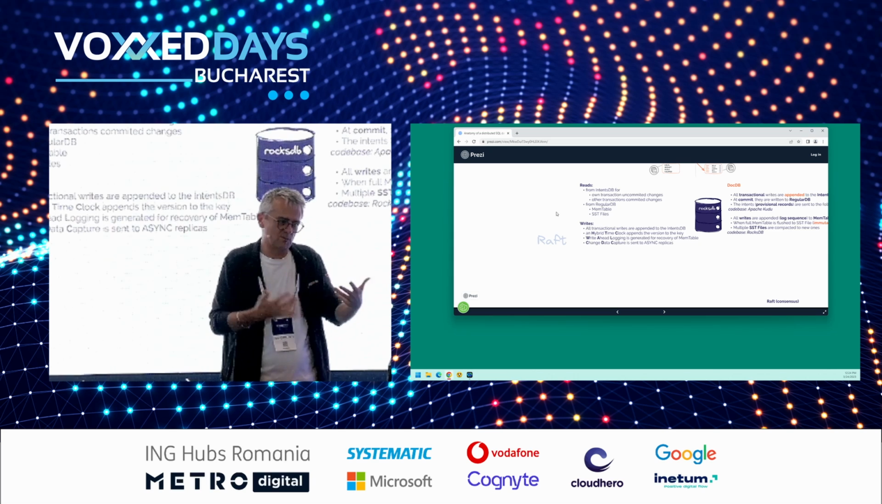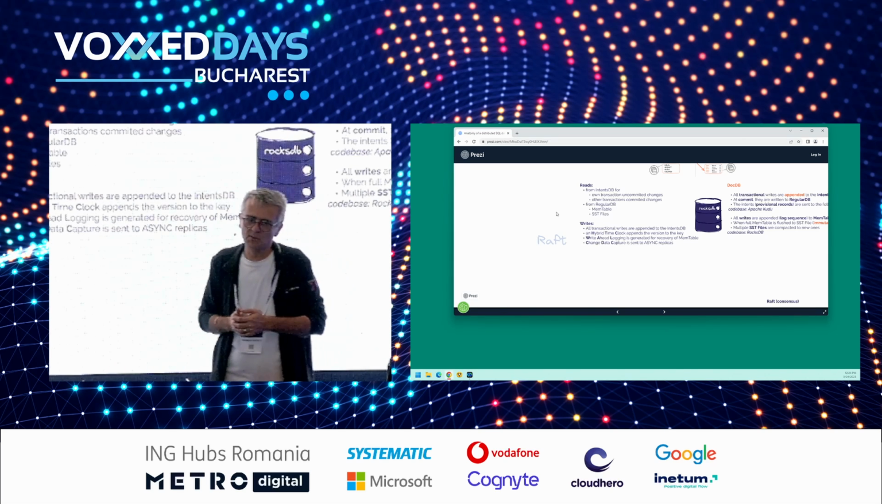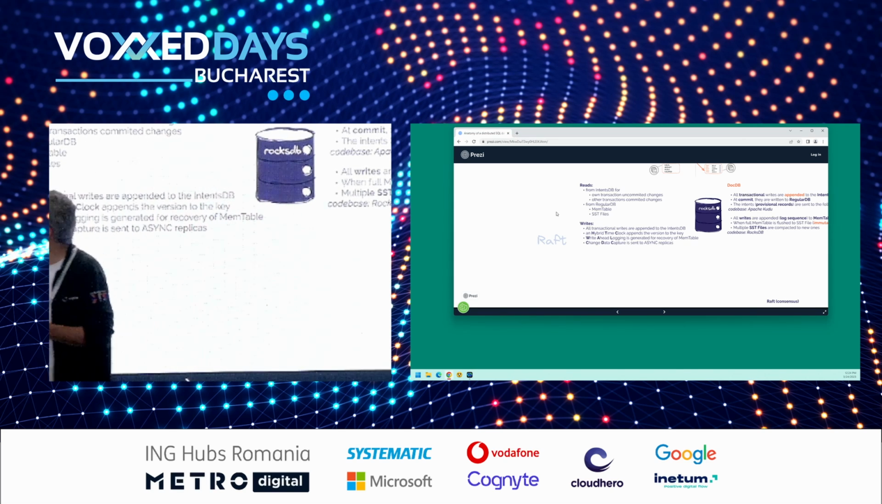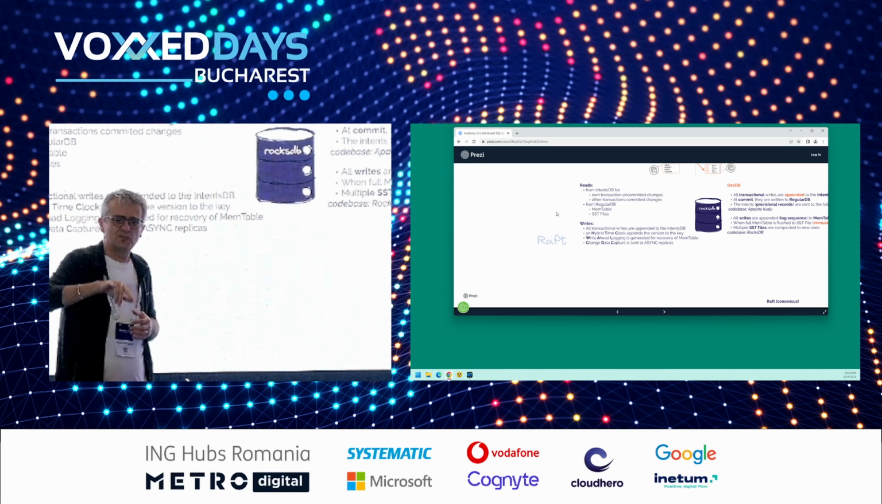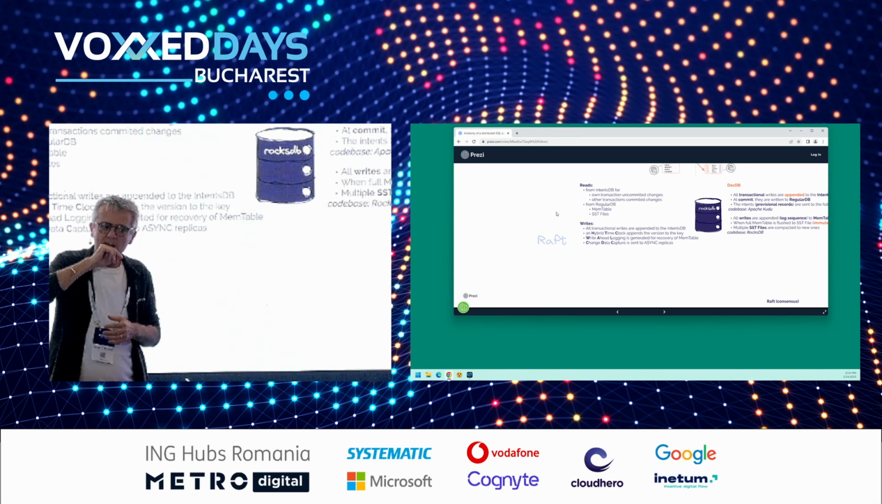If it can be retried automatically by the database, it is. If not, it is not. So there is also this, and that's the main difference with Google Spanner.